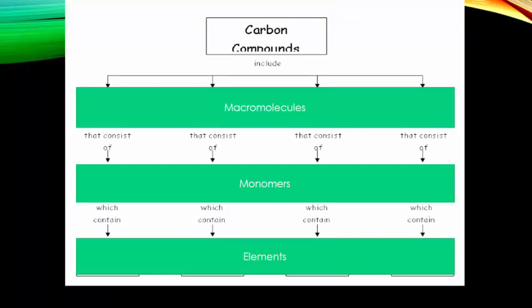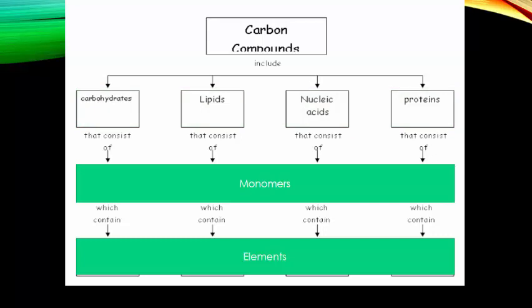We'll go through each of the 4, and I really like this chart because it helps to organize your thoughts. You are going to want to draw this into your notes. So carbon compounds is what we're talking about. What are the 4 main carbon compounds? Those are carbohydrates, lipids, nucleic acids, and proteins. Those are the 4 macromolecules that we're talking about.